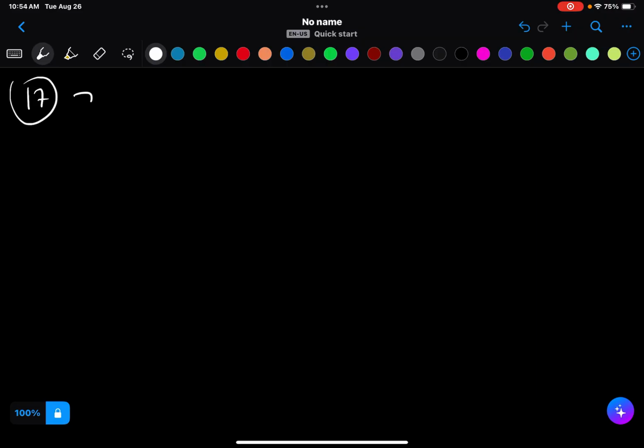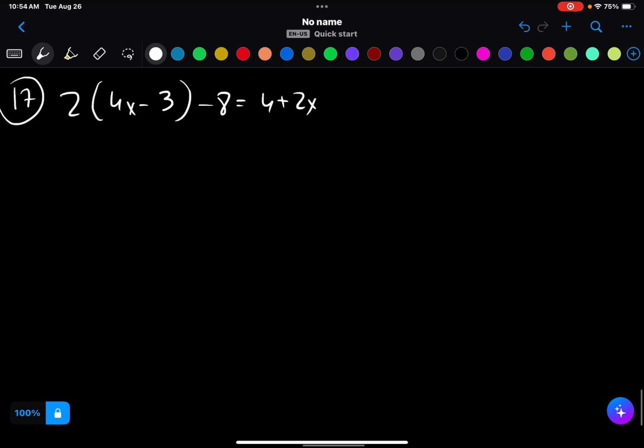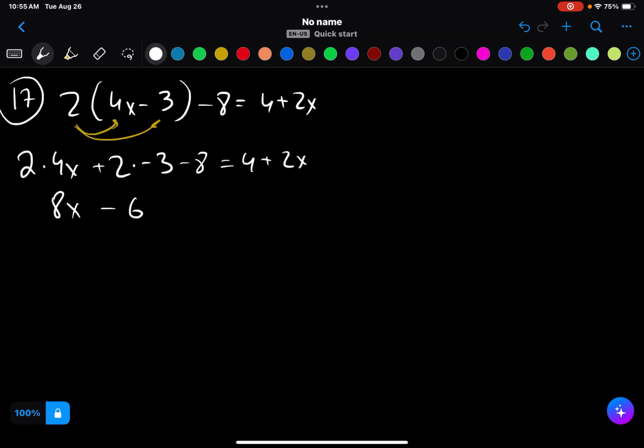A little bit harder, not by much to be perfectly honest. All right. So open up the parenthesis first. So that's going to be 2 times 4x plus 2 times negative 3 minus 8 equals 4 plus 2x. Do your multiplication, that's going to be 8x minus 6 minus 8. These were the two multiplications, and these were the two answers. Equals 4 plus 2x.